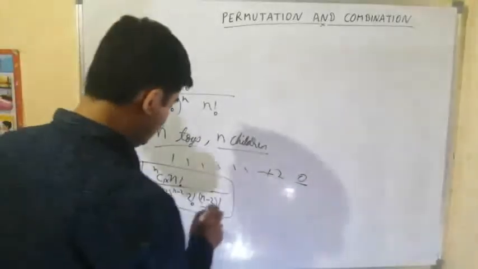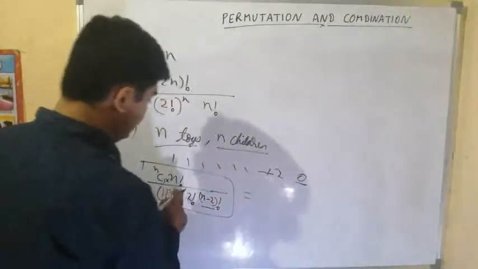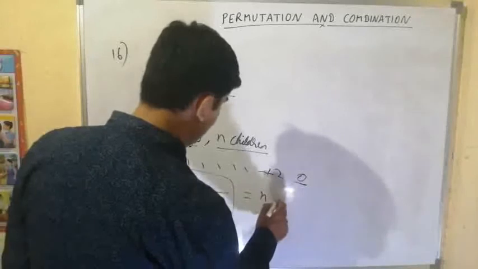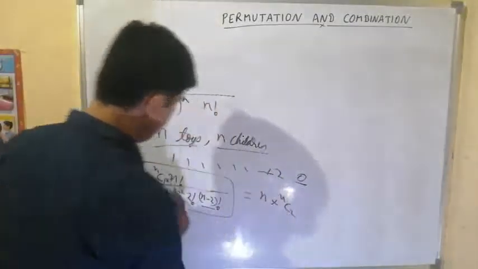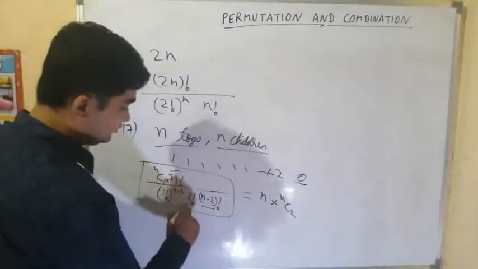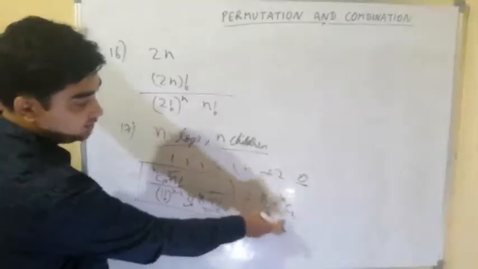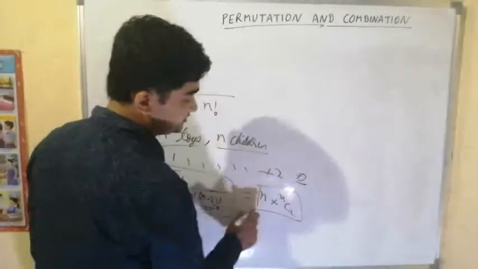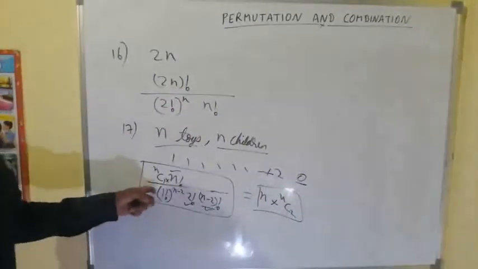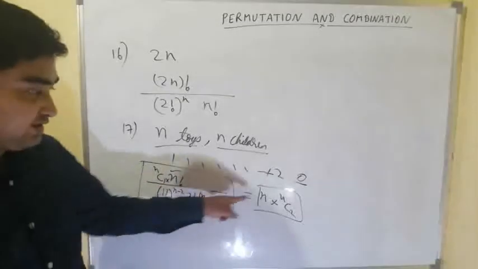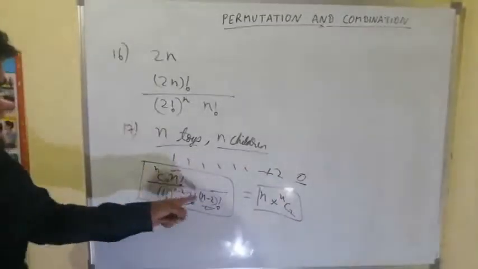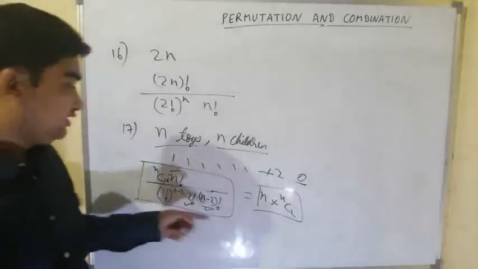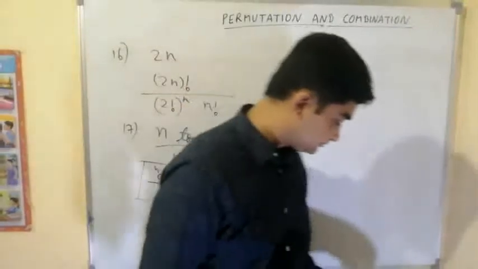So we can simplify this. This will become what? n-2. Okay. It will become n into nC2, because n factorial by 2 factorial into n-2 factorial will become nC2, into n. nC1 is n. So n into nC2 is the answer. This part we have written as nC2 because this is the formula for nC2: n factorial divided by n-2 factorial into 2 factorial. So n into nC2 is the answer.